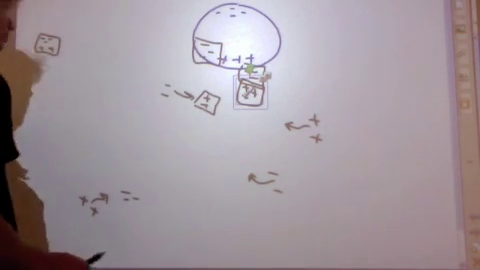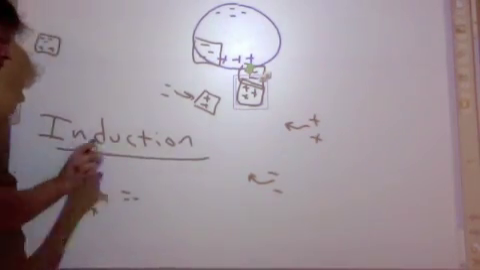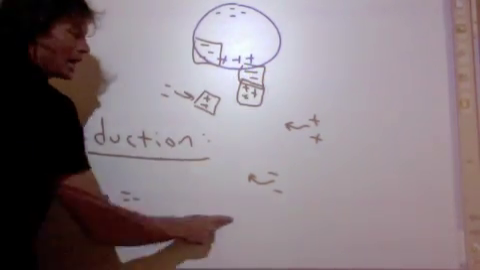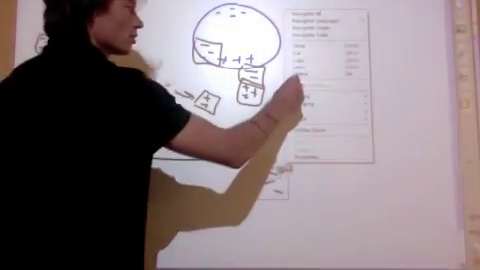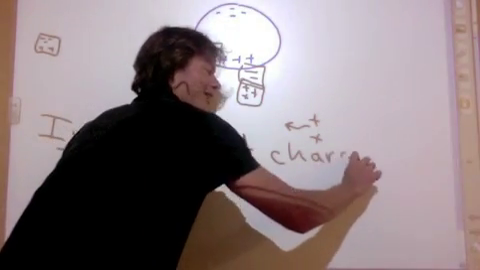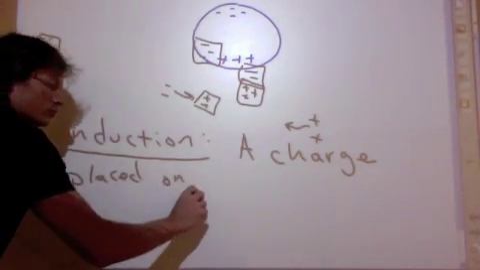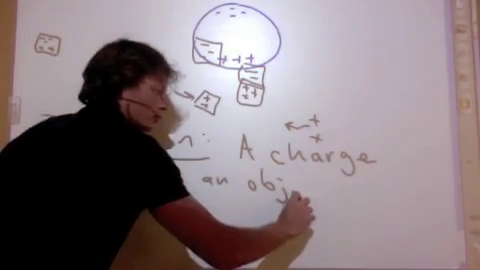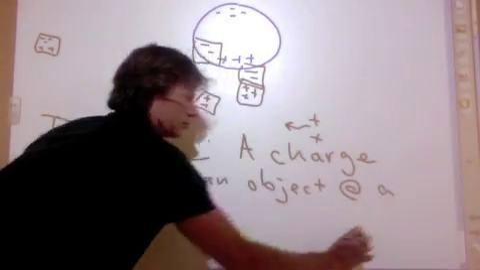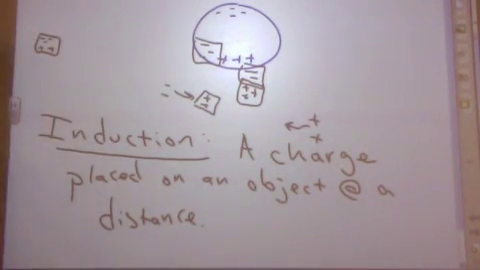This is called induction. And this is any time you get a charge from a distance. Anytime you get a charge placed on an object from a distance, and that is due to the attraction and the repulsion of charges.